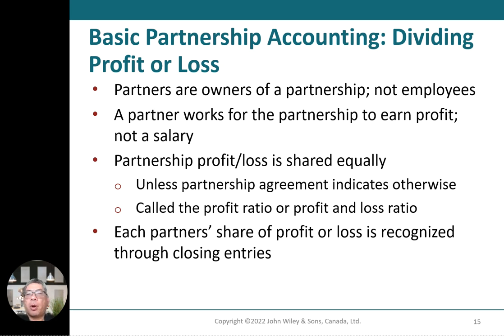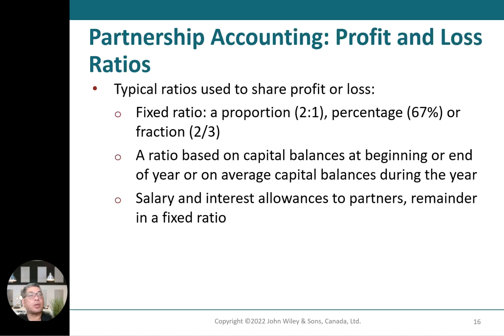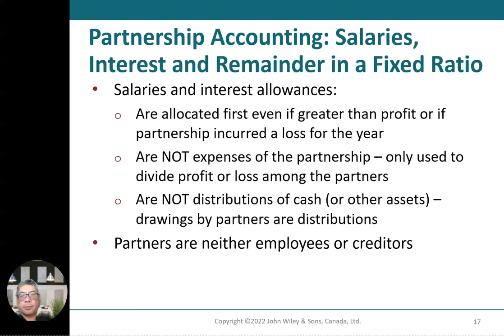Each partnership also has recognized closing entries. So what are the typical ratios used in profit and loss? Fixed ratios such as a proportion 2:1, or a percentage like 67%, or fractions like 2/3, and ratios based on the capital balances at the beginning or end of the year, and average capital balances during the year. Salary and interest allowance to partners, with the remainder to a fixed ratio. So those are the standard ratios being used.